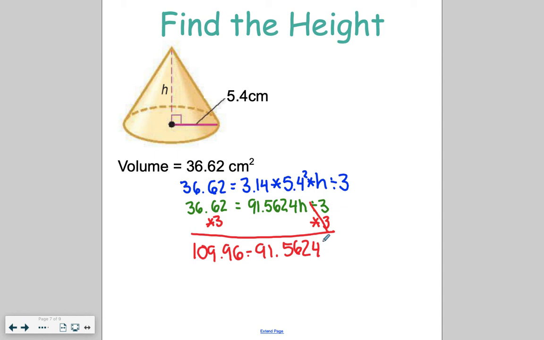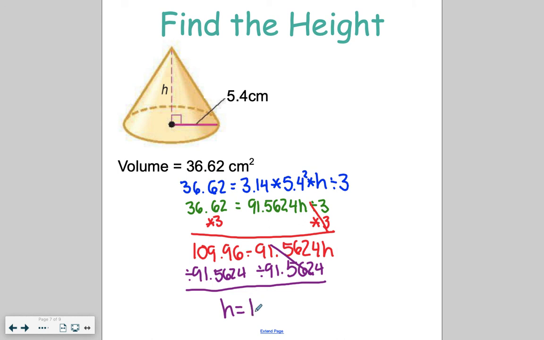91.5624 times my height. And then in order to get rid of that 91.5624, I'm going to have to divide by that on both sides of my equation because division is the opposite of multiplication. And once I do that division and plug it into the calculator, I'm going to get a final answer that says h is equal to 1 point 199, which means I'm going to round that up to 1.20 centimeters. And this is just one height measurement, so our label is not cubed. It's a single height measurement.